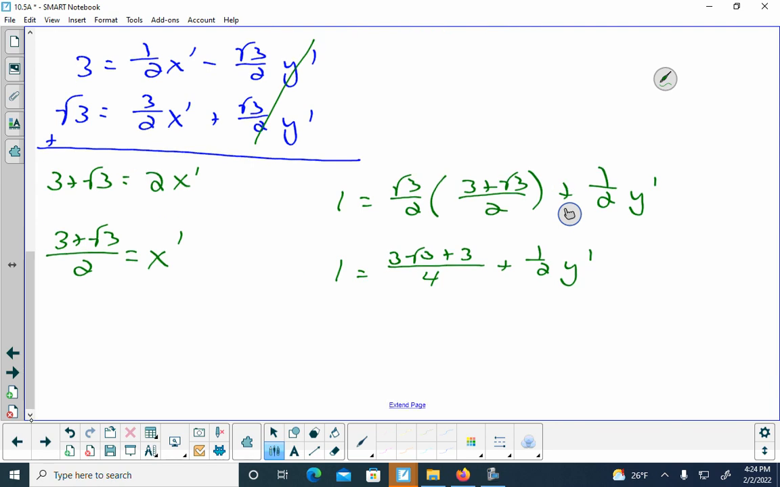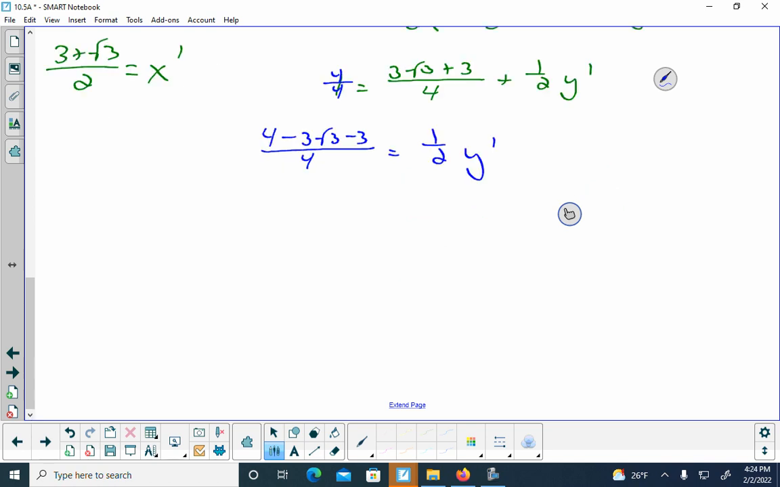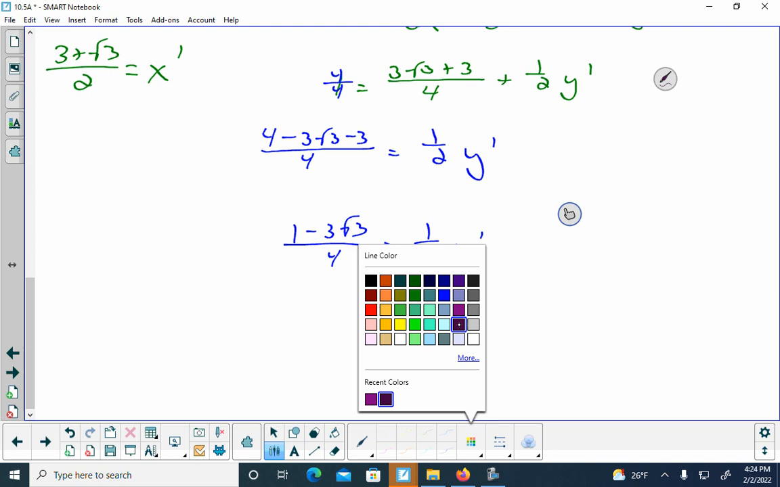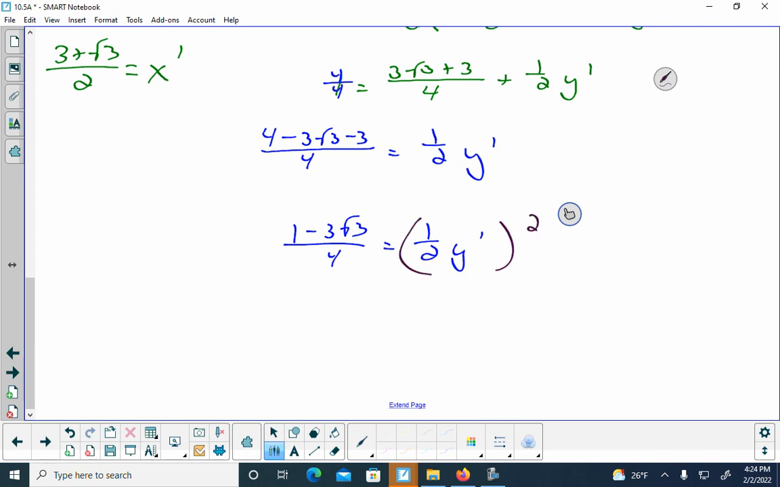So I am going to subtract this from both sides. When I subtract this from both sides, I'm going to make this 4 over 4 so they have a common denominator. So I'm going to have 4 minus 3 times the square root of 3 minus 3, distributing that negative sign, all over 4 is equal to 1/2 y prime. Then I'll have 1 minus 3 times the square root of 3 over 4 is equal to 1/2 y prime. To solve this, I'm going to multiply both sides by 2.